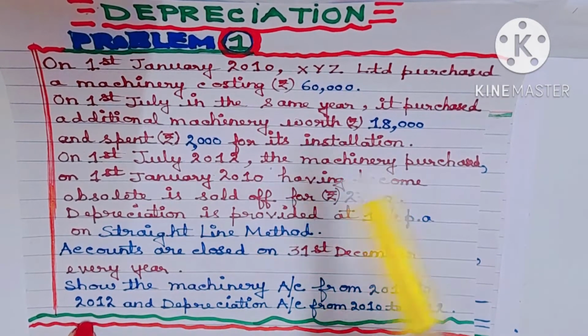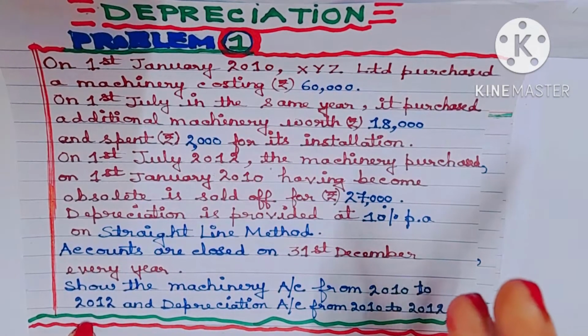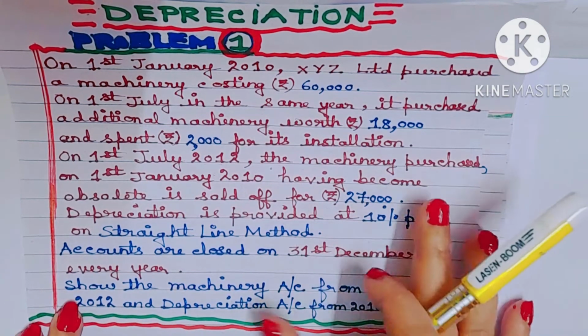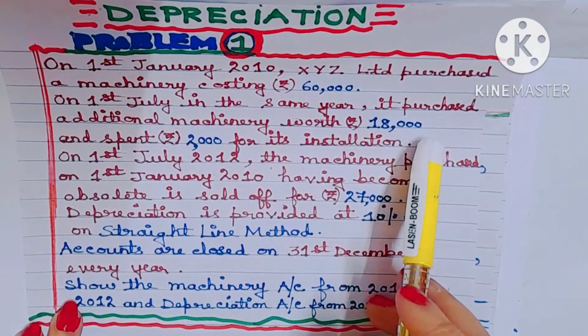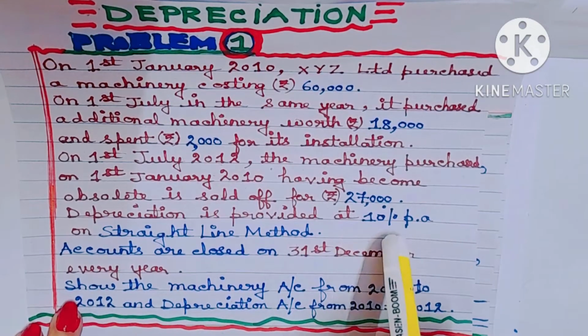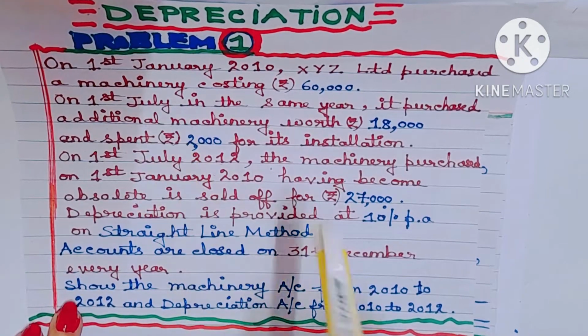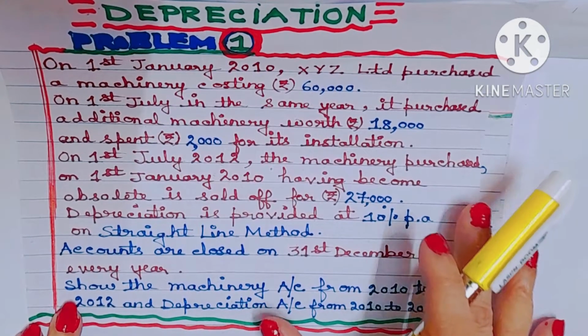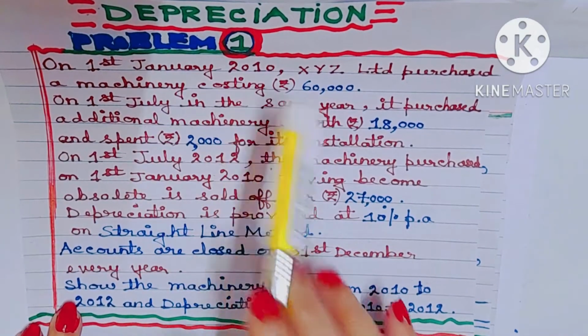So, let us count from 1st July to 31st December. July, August, September, October, November, December. 6 months. So, we have to charge depreciation on the second machinery, that is 20,000 at the rate of 10% per annum for 6 months. That is 1st July to 31st December. Understood? Now let me show you the workings for the year 2010.